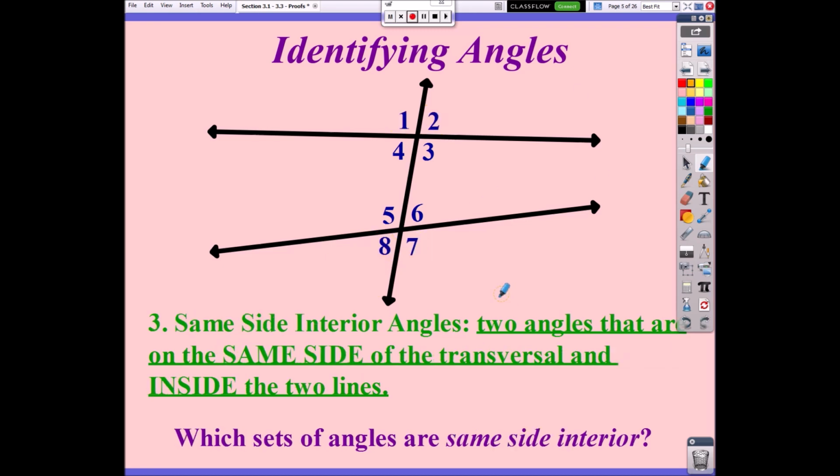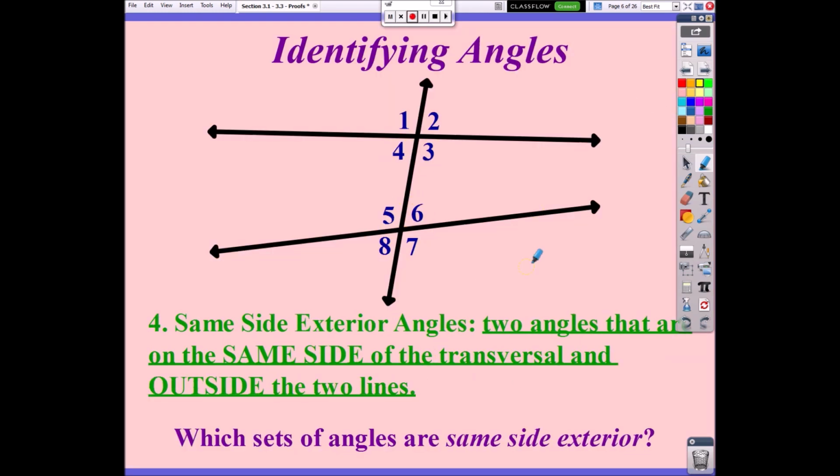Number 3, same side interior, we could have angles 3 and 6, and we could also have angles 4 and 5. But again, only 2 pair of those angles. Number 4, same side exterior, we could talk about angles 2 and 7, and we could talk about angles 1 and 8. And again, only 2 pair of those angles exist.